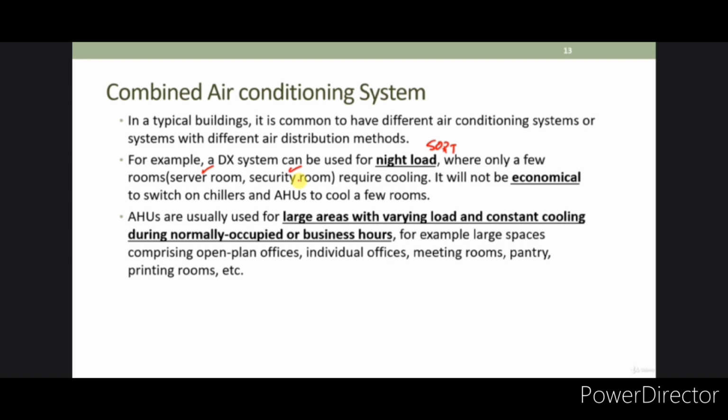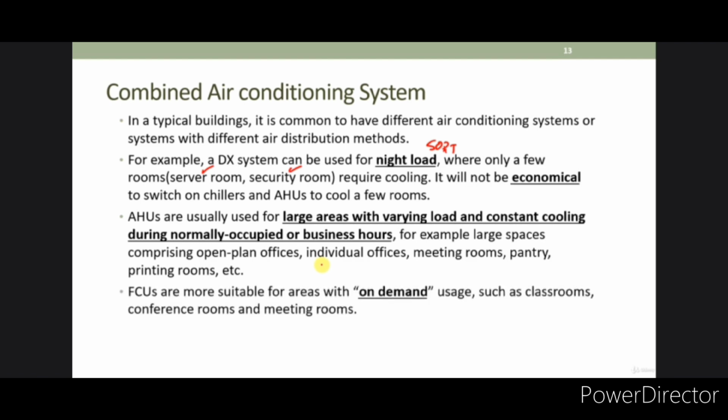And AHU is suitable for large areas with varying load, where people come in and go out. The load may increase or decrease day to day, and the VAV box will serve its purpose by opening or closing the damper for the changing load. It's also suitable for large spaces like open plan offices, individual offices, etc. Whereas fan coil units are more suitable for areas with on-demand usage, such as meeting rooms and classrooms, where when you need it, you will switch it on individually.